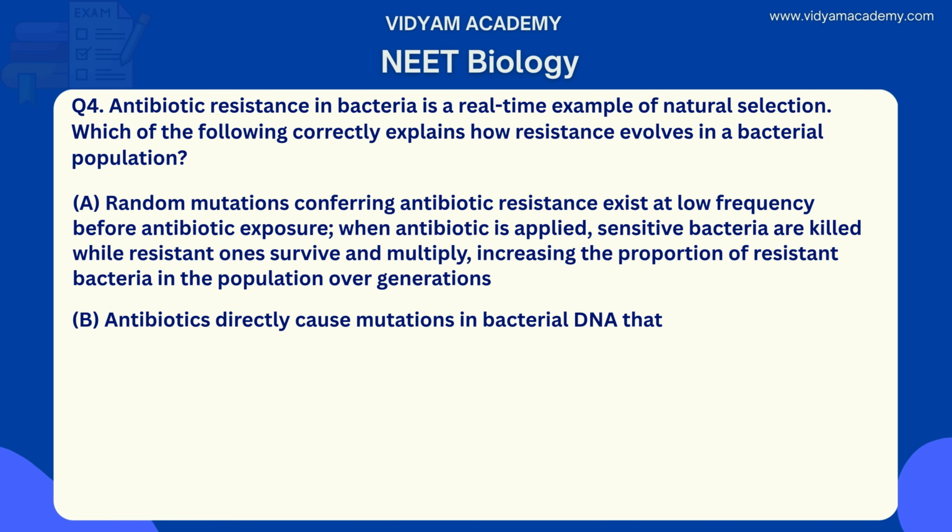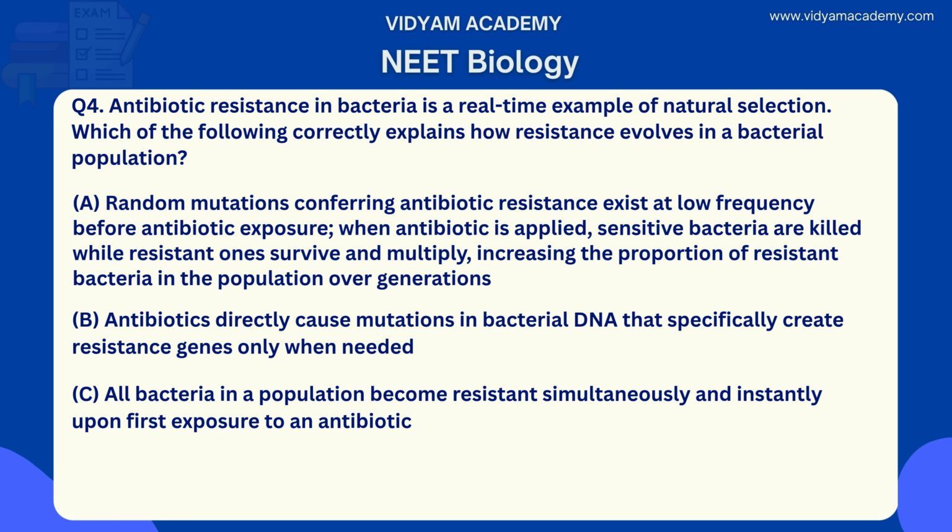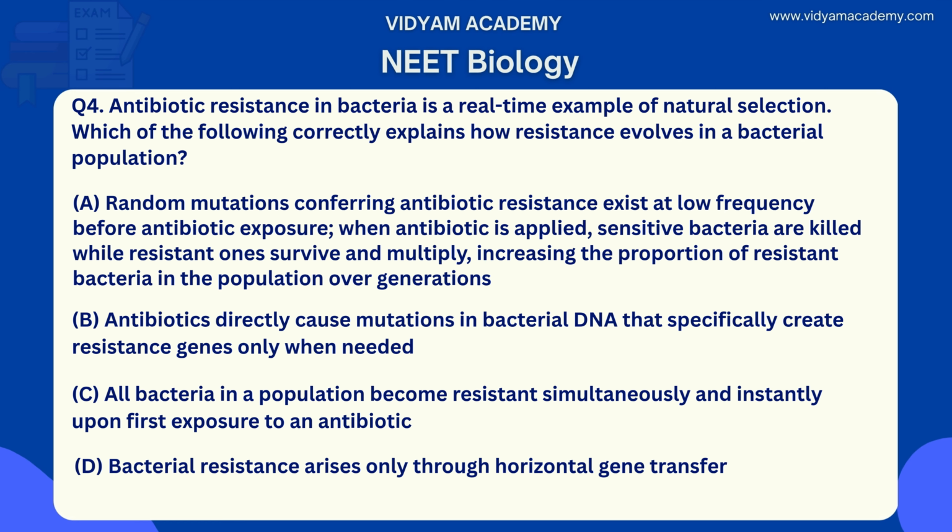Option B. Antibiotics directly cause mutations in bacterial DNA that specifically create resistance genes only when needed. Option C. All bacteria in a population become resistant simultaneously and instantly upon first exposure to an antibiotic. Option D. Bacterial resistance arises only through horizontal gene transfer and never through random mutation. What is the right answer for this question?